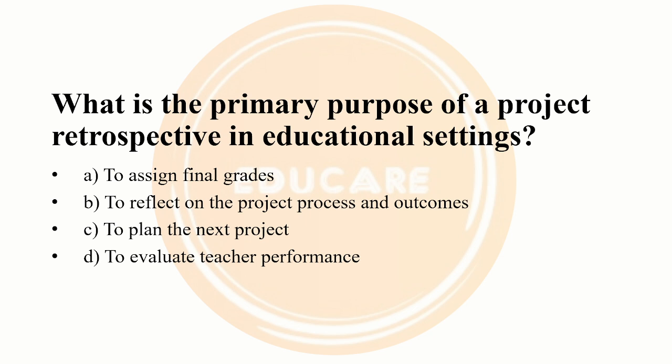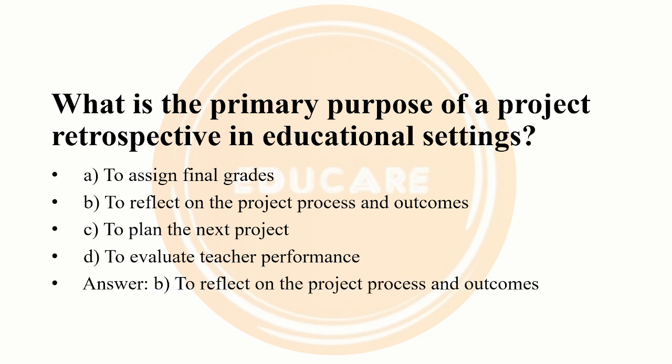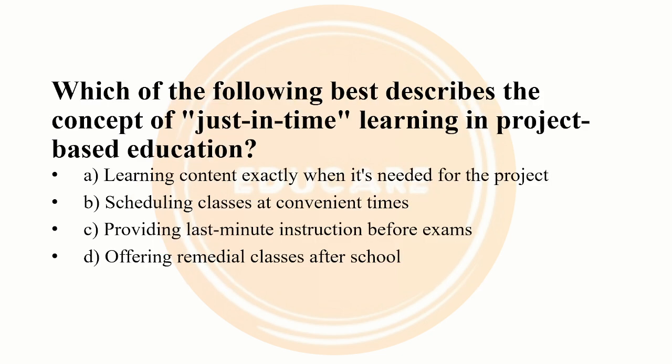Next, what is the primary purpose of a project retrospective in educational settings? Option A, to assign final grades; B, to reflect on the project process and outcomes; C, to plan the next project; D, to evaluate teacher performance. Answer of this question is option B, that is to reflect on the project process and outcomes.